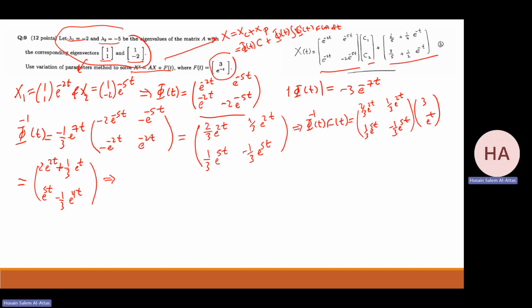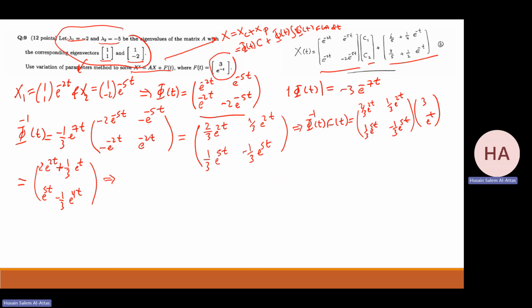Yeah, minus 1 over 3 e^{5t}. Okay. Then, yeah, it seems to be okay. Just I'm double checking. 2 over 3 e^{2t}, 1 over 3 e^{2t}, e^{5t}, minus 1 over 3 e^{5t}. 3 and e is minus t. That is f of t. That will be 2e^{2t} plus 1 over 3 e to the power t. Then I have e to the power 5t minus 1 over 3 e^{4t}.